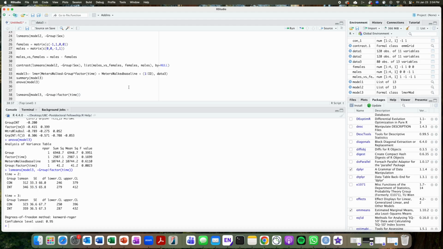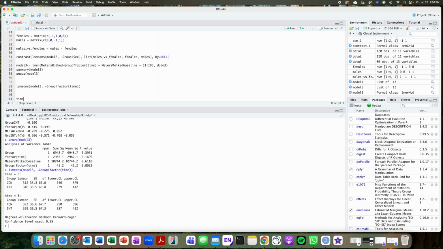So how would we go about figuring out what the contrast is for time point 2 versus time point 3? So if we were interested in looking at time 2, then we're going to develop that matrix looking at the differences between groups at time point 2. So for that, again, we're going to assume that we're looking at intervention versus control. So intervention is positive, control is negative. So it would be -1, 1, and then 0, 0. And that's at time point 2 because, again, we're just looking at whether the intervention did better than the control group in terms of meters walked.